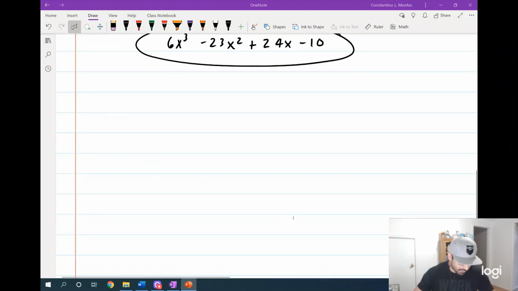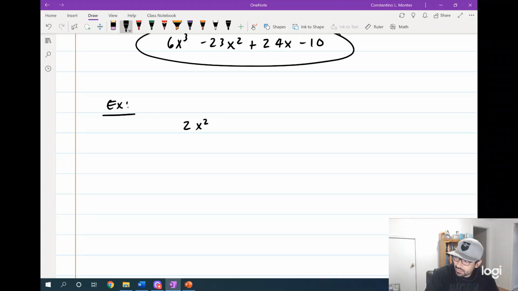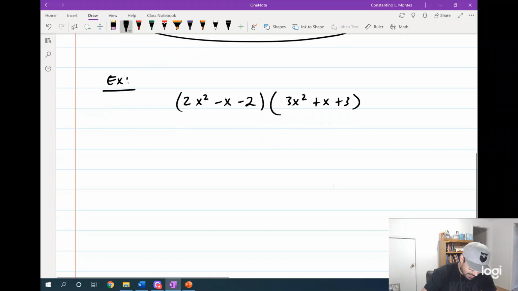Let me scroll down. Let's do the last example, and then we're done. Let's go. I have it right here. All right, so I got 2x squared minus x minus 2, and we're going to multiply that by 3x squared plus x plus 3. All right, so let's set this up.